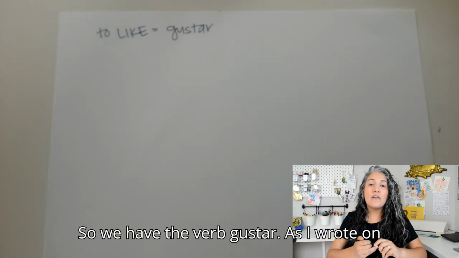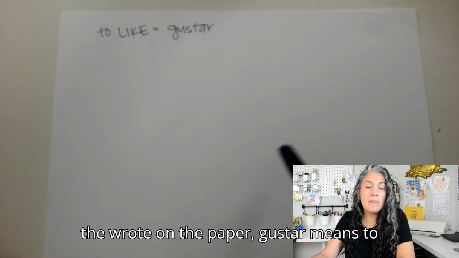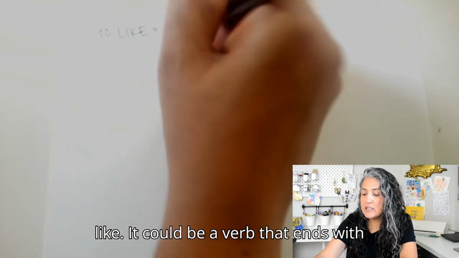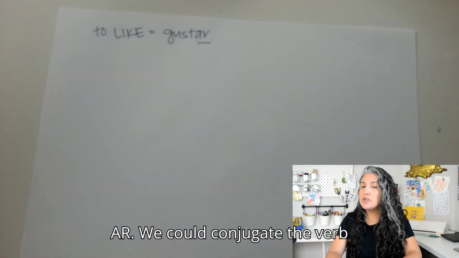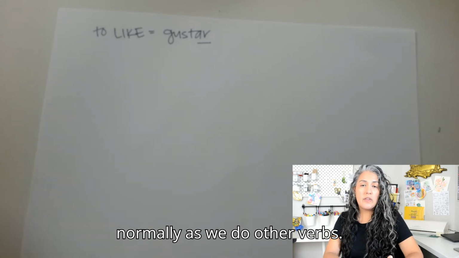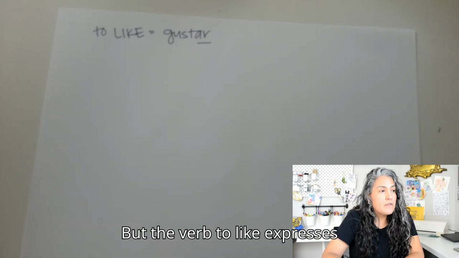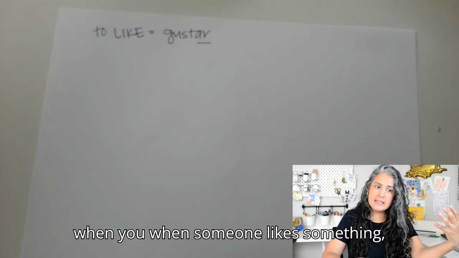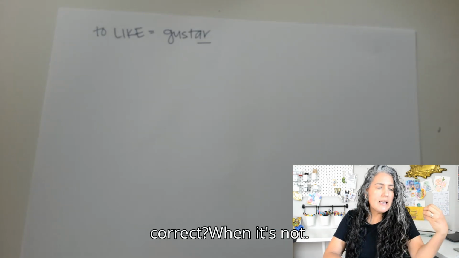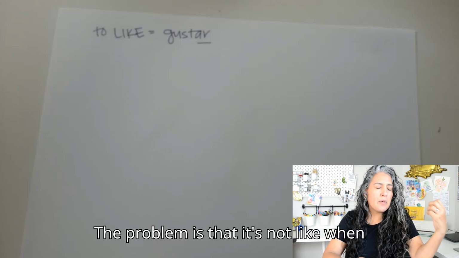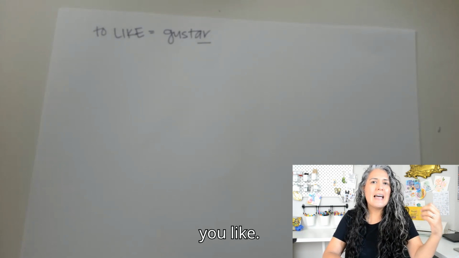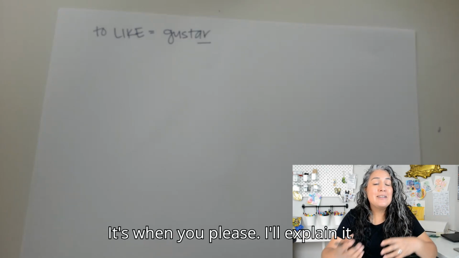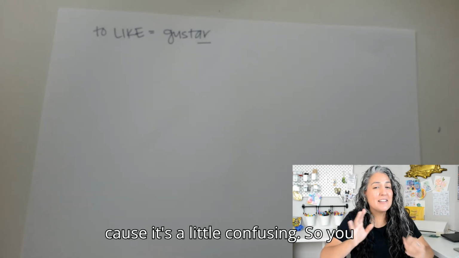So we have the verb gustar. As I wrote on the paper, gustar means to like. It could be a verb that ends with AR. We could conjugate the verb normally as we do other verbs. But the verb to like expresses when someone likes something, correct? The problem is that it's not like when you like, it's when you please. I'll explain it because it's a little confusing.